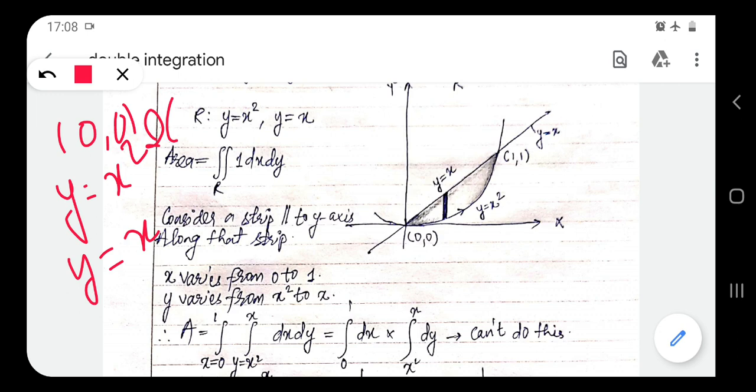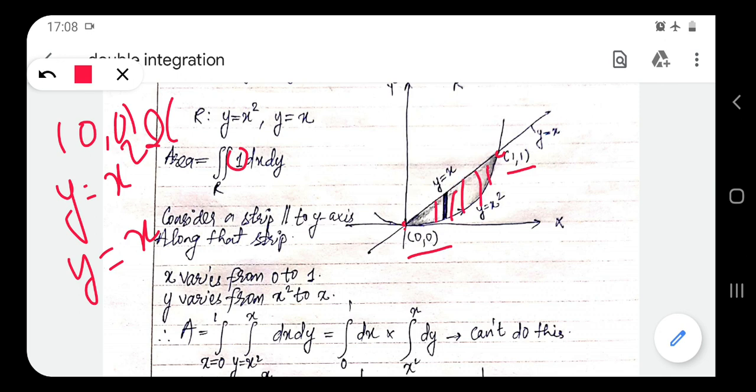So after solving, this is the intersection point and this is the second intersection point. So instead of f of x, you have to integrate 1 to obtain the area. So consider a strip parallel to the y-axis. Along that strip, you can see that x is varying from 0 to 1 and y is varying from this point to this point.